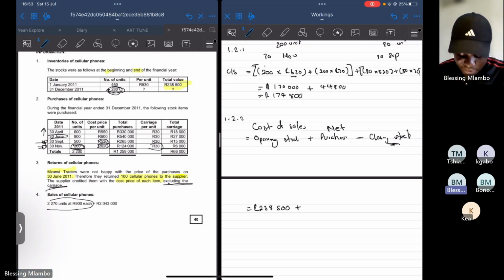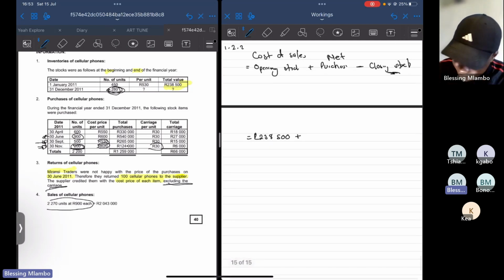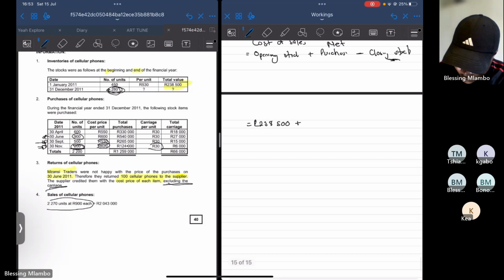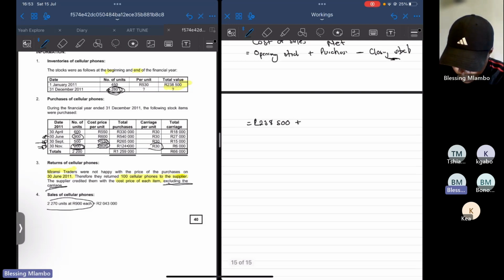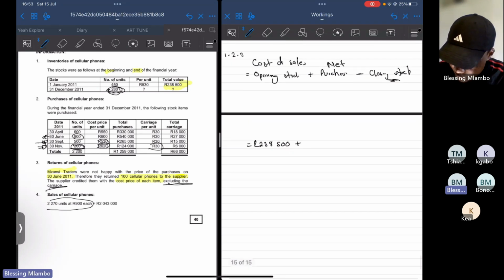So of these purchases on the 30th of June, they returned 100, meaning that out of the 900, 100 was returned to the supplier, and the supplier refunded them the purchase price only. That's very key. They refunded them the purchase price only. So now, how do we calculate our net purchases, right? So let's go and calculate.